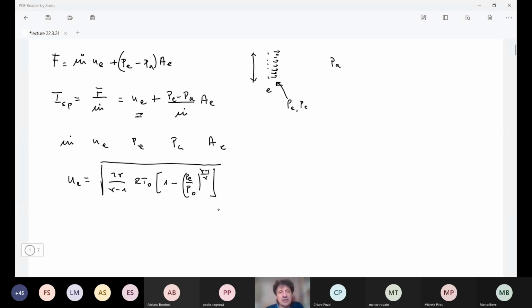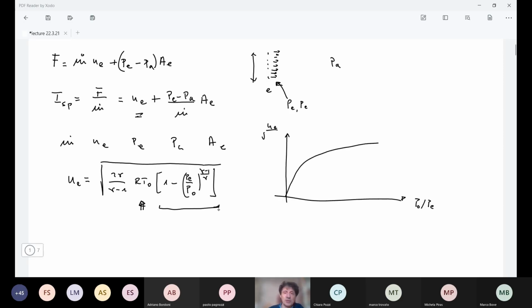Because we see a clear dependence on the initial energy content here, and we will talk about this later, and another term that, except for the dependency on gamma, tells us that we should prefer low values of PE over P0, because we have seen this is the inverse P0 over PE, that we have a behavior more or less like this of UE over square root of RT0. This is what we were seeing at the end of last class.